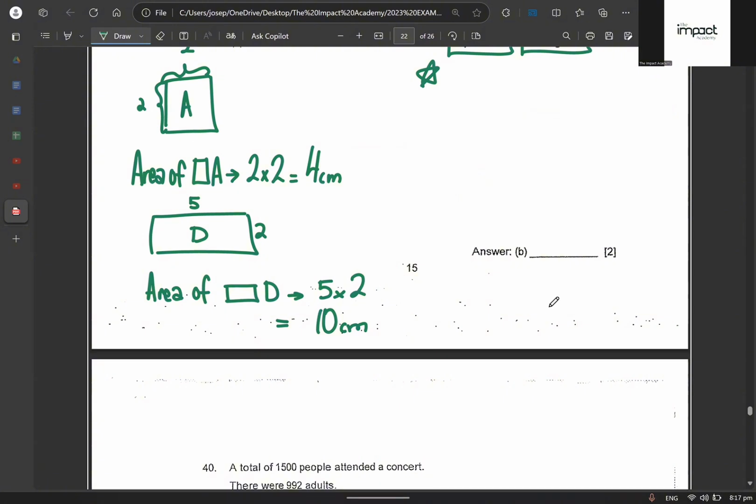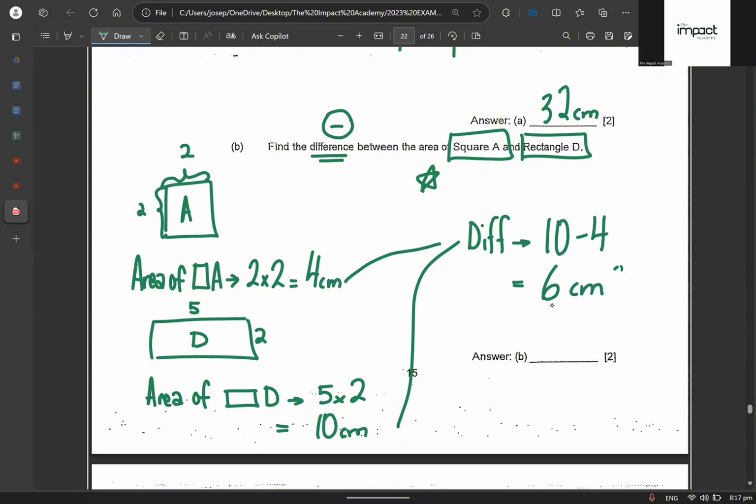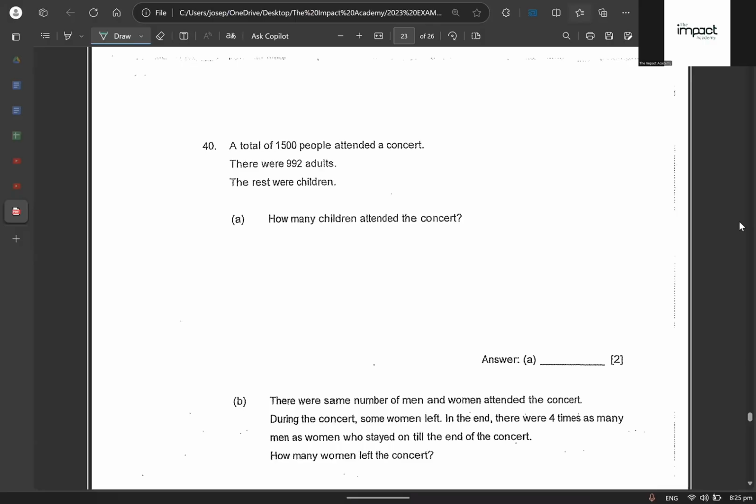So what is the question asking you to find? The difference. Agree or disagree? What is my difference then? My difference will be 10 minus 4, which is equal to 6 centimeter square. All right, remember to put square for all of this as well. And therefore, this is my answer for this question.